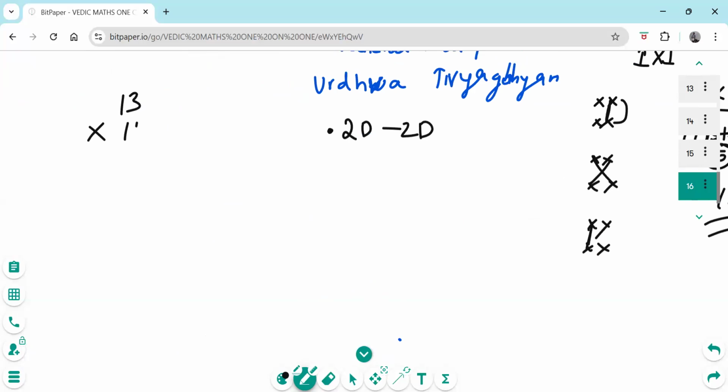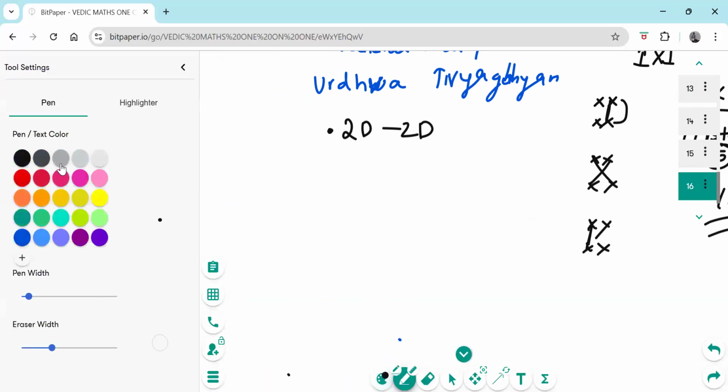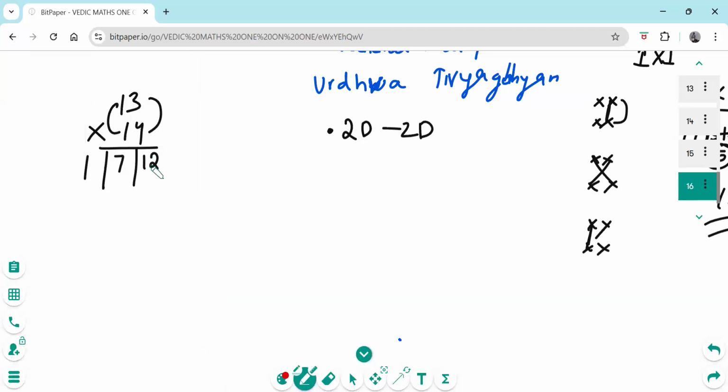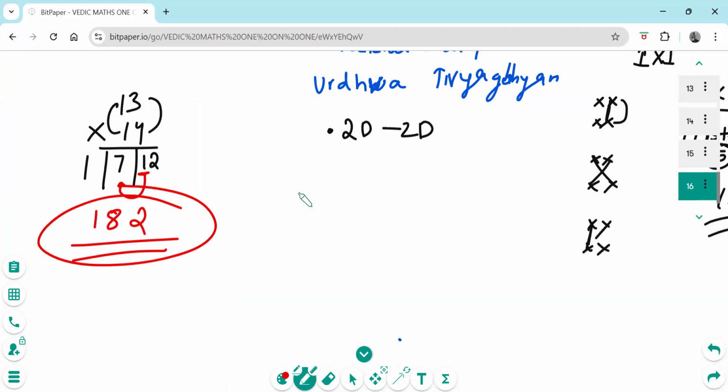13 times 14. This time I'm taking one in which we have to carry. 4 times 3 is 12. But we are writing 12, let's say for the time being. 4 times 1 is 4 plus 3, 1 times 3 is 3, is 7, and 1 times 1 is 1. But the problem here is in our Vedic maths, we don't write two digits. We are going to take this one and bring it over here. That is called the thumb rule. So it will become 8. So 182 is going to be your final answer. This is the carry scenario.